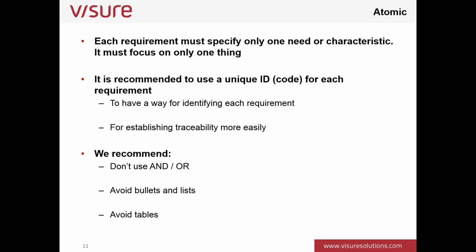For the same reason, try to avoid bullets and lists. Usually each point of the list or each point of the bullet is a different, separate requirement. And the same goes for tables. Usually each cell in the table is going to be a different requirement, so try to avoid them. Of course, as I was saying, it's a recommendation, and sometimes it's not like this. Sometimes each cell is going to be a separate piece of data, but inside the same requirement. Okay, then it's fine. But always just ask yourself, is this one requirement or are these several requirements?